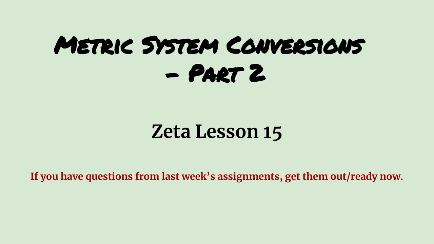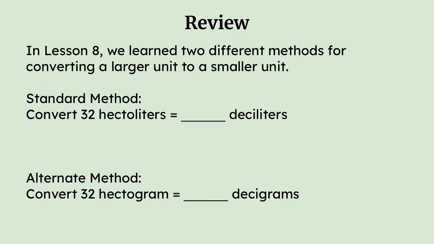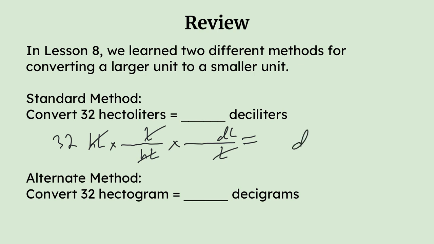This video will be working on converting metric system. So back in lesson 8, we learned two methods for converting units. First one was using conversion factors, so 32 hectoliters. We would convert into how many, there's a couple ways, but probably how many liters are in a hectoliter. So we would cancel those out, and then we would do how many deciliters are inside a liter to get our final answer of deciliter.